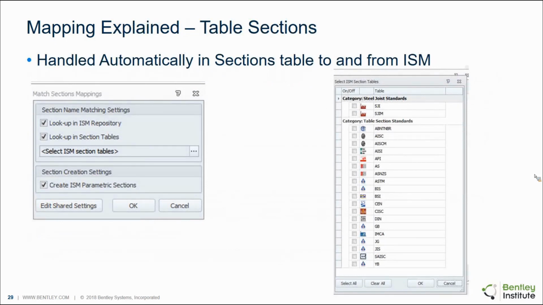So for table sections, we see here on the right the type of standard sections that are in the catalog. You can select the table section standard relevant to you, or you can just do a select all. It will eventually find your section, but it might just take longer. And notice in there you have steel joist standards as well, SJI and SJIM.